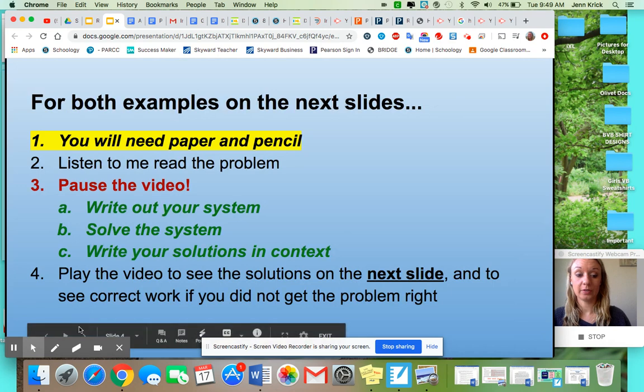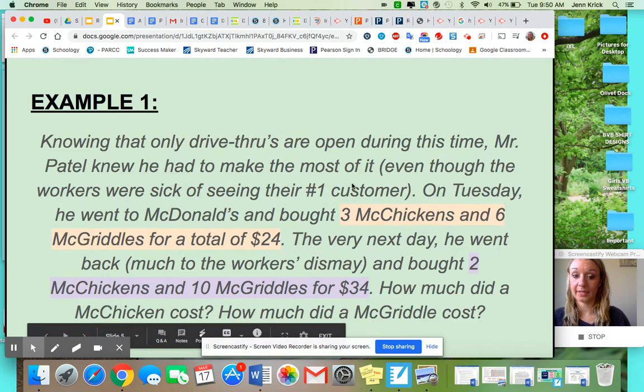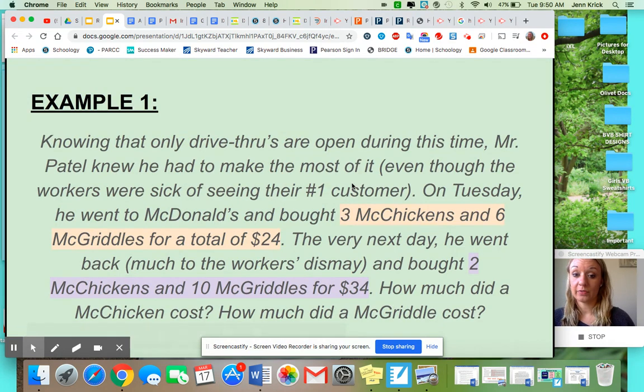And here we go. All right, example number 1. Knowing that drive-thrus are open during this time, Mr. Patel knew that he had to make the most of it, even though the workers were sick of seeing their number one customer. On Tuesday, he went to McDonald's and bought 3 McChickens and 6 McGriddles for a total of $24. The very next day, he went back, much to the workers' dismay, and bought 2 McChickens and 10 McGriddles for $34. How much did a McChicken cost? How much did a McGriddle cost?